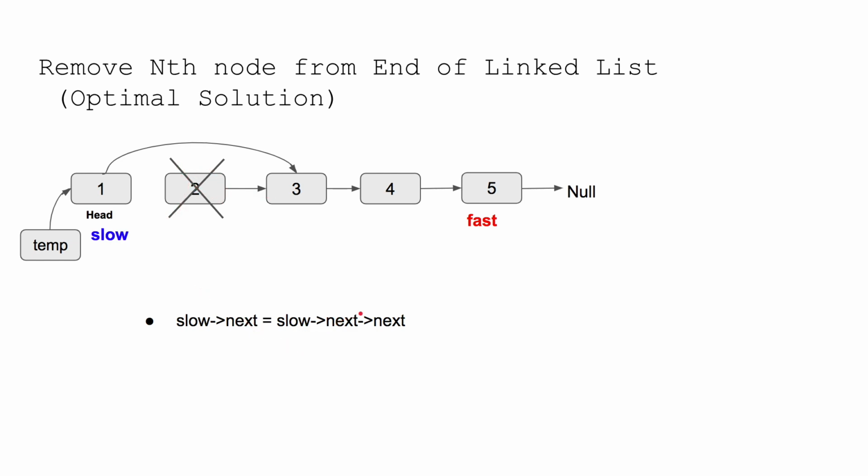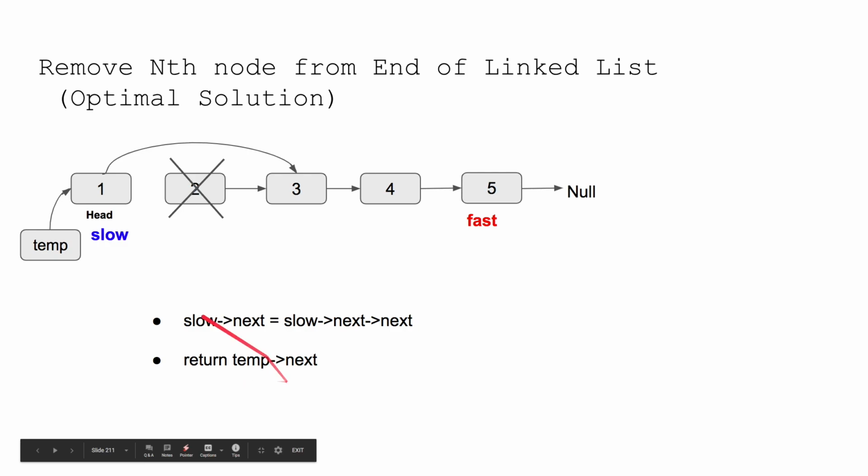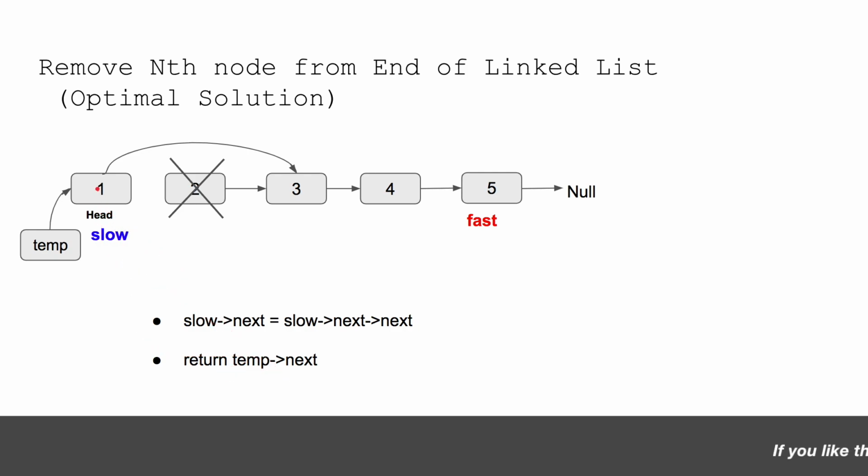And from here, you can simply return temp.next, which is pointing to the head node. If you return this, that means we are returning a linked list with values 1, 3, 4, 5, which is our desired linked list, right?